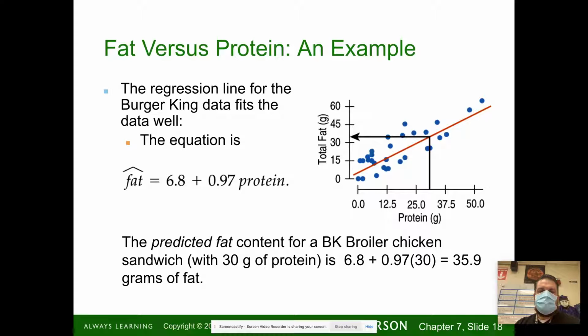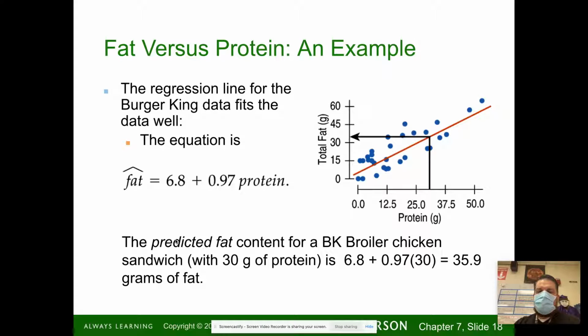So the regression line for Burger King fits the data well, and this is the actual line. So this is what we call the line of best fit. Now the 6.8 just means that's where it's going to cross the y-axis based on the data. So the data helps us figure out the line. The 6.8 is just going to cross the y-axis at 6.8. And then the general slope of the line in this particular case is 0.97.